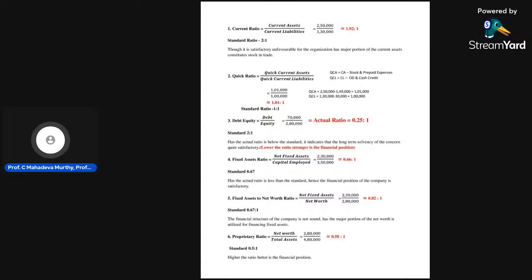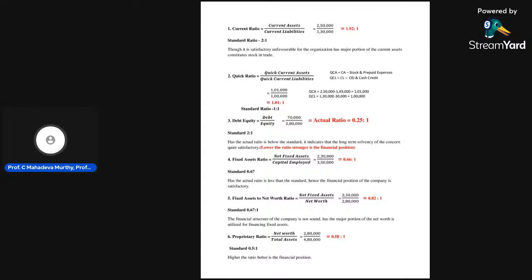Next one, proprietary ratio. Proprietary ratio is equal to net worth divided by total assets. Net worth, that is equity, divided by total assets. Total assets means both fixed assets and current assets. Here total assets means current assets plus fixed assets.